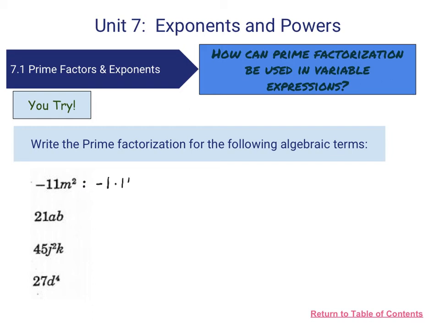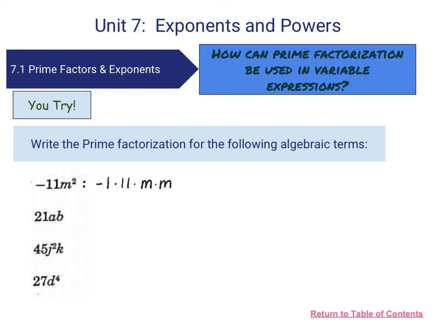-1 times 11. Guess what? 11's prime. 11 is only divisible by 1 and itself. So therefore 11 is factorized, and then I have m to the second power, which is the same thing as m times m. That one's done. We're easy.